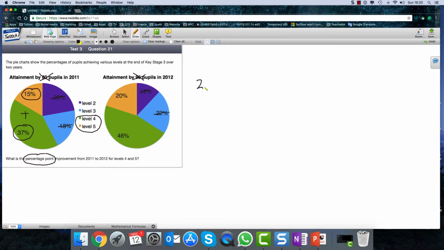Okay, so let's write that out over here. In 2011 we had 15% of the pupils achieve a level 5, and we've got 37% achieved a level 4, and we add those together and we get 52%. Now we do exactly the same, just for a different year, different pie chart. We're going to do 20 plus 46. Pretty easy numbers, but use your calculator if you need to.